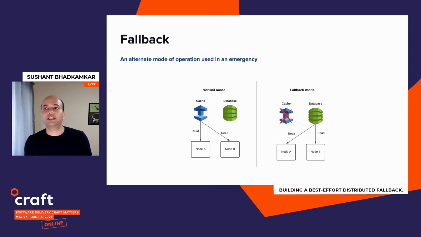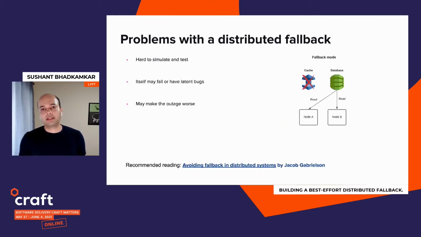But what happens if the cache suddenly becomes unavailable? In that case, you might build a fallback mode in your application, which then makes all the read requests to your database instead of the cache. This is a fairly common design. We see this a lot in production systems. And while it seems fairly simple and straightforward, there can be issues with this.